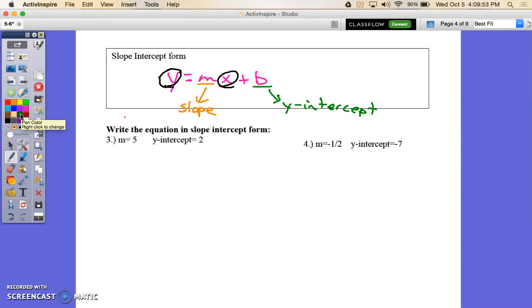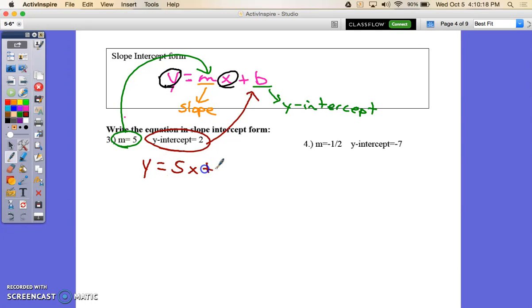So let's take a look at how to write an equation in slope-intercept form. It's pretty much as easy as plug and chug that we've been doing all year. Classic substitution. Here's an m equaling 5. We're going to airmail that in. And here is a y-intercept of 2. We're going to airmail that in for b. And I'm simply going to rewrite my equation as y = 5x + 2.